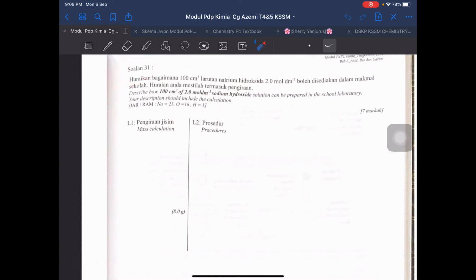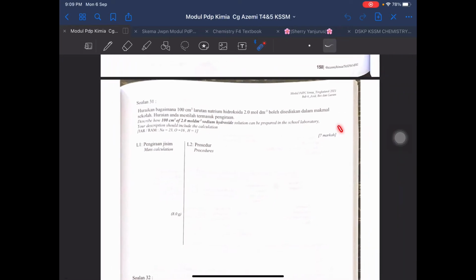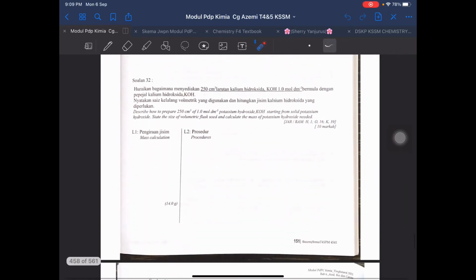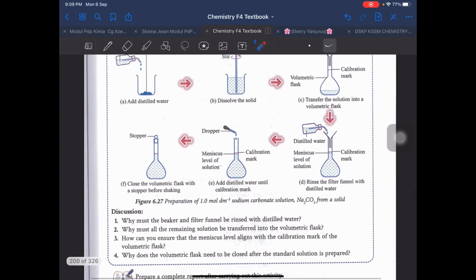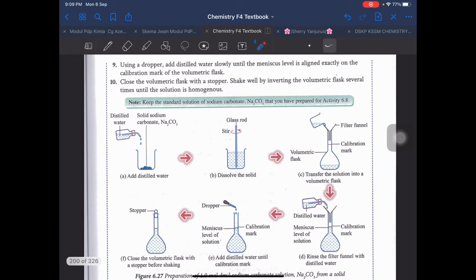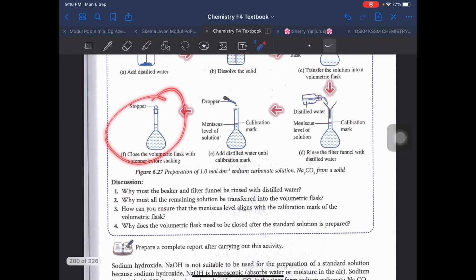Soalan 31. Alright? You need to do the calculation first and then you need to do the procedures. 7 markah, campur di sini calculation sudah 8 markah. And same goes to soalan 32. Okay. Look at this note. You need to keep it. This one. Why you need to keep it? Because we need to use the standard solution in the next activity lagi.